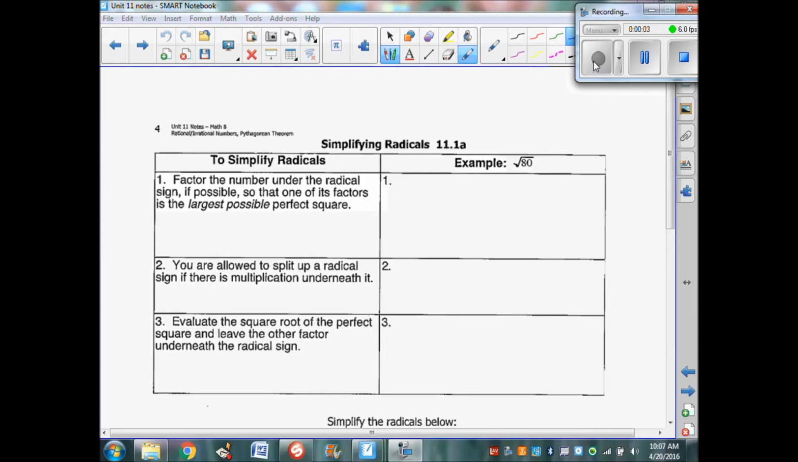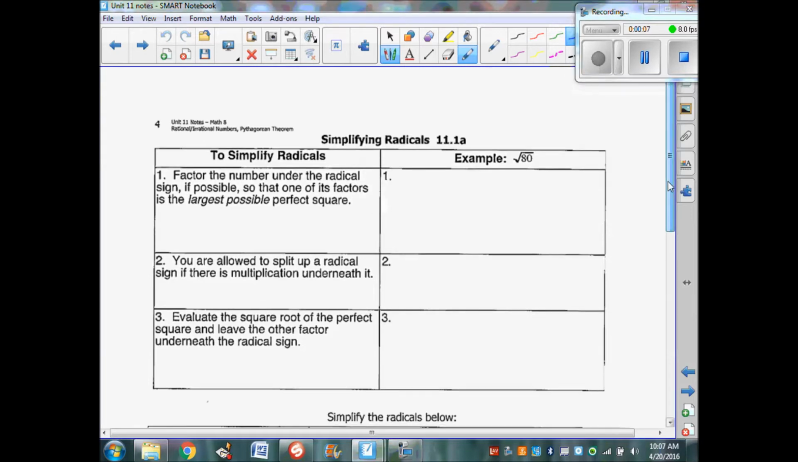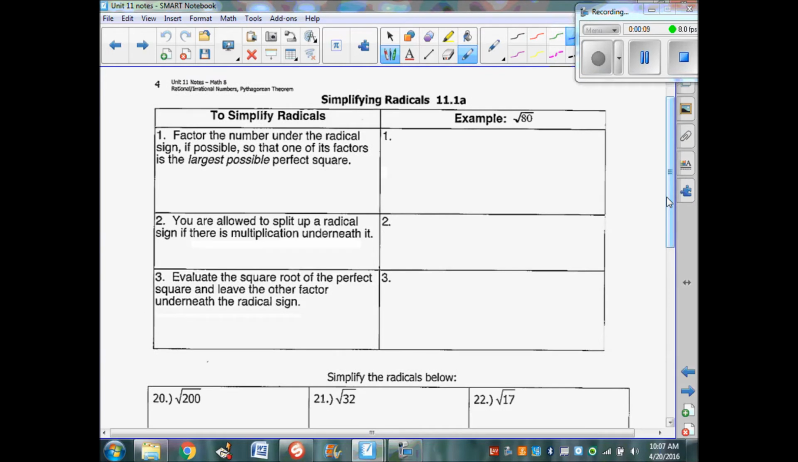Simplifying radicals, 11.1a. So I'm going to look at the steps here first to simplify radicals. And the example we're going to work with is the square root of 80.